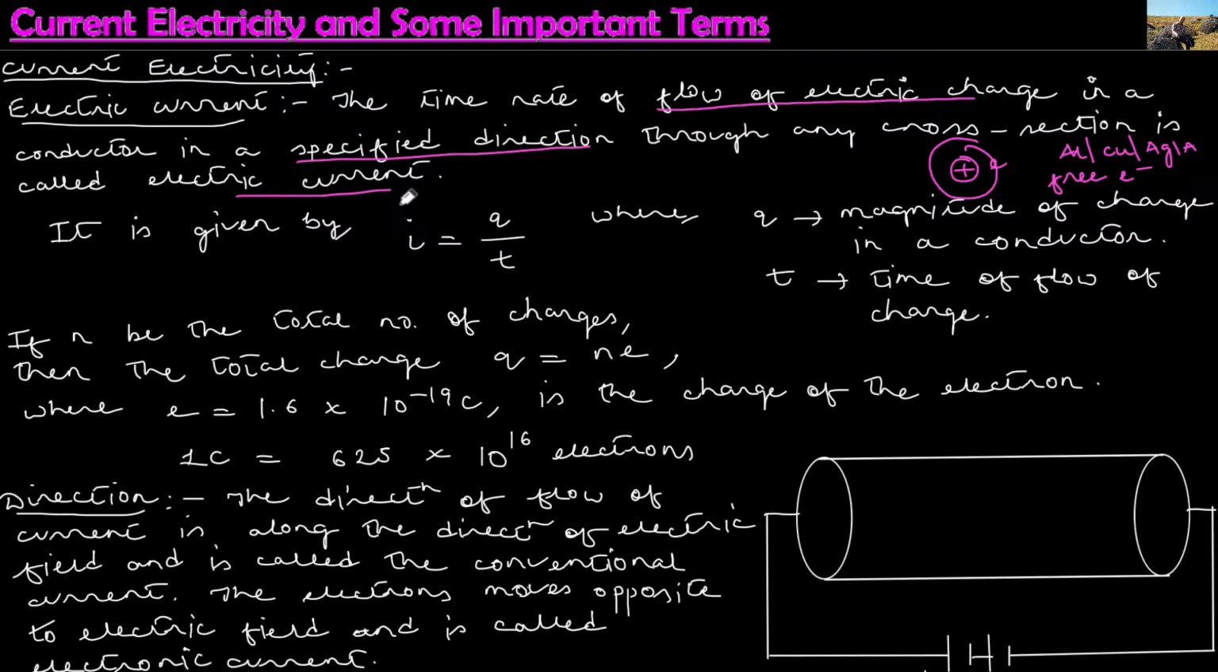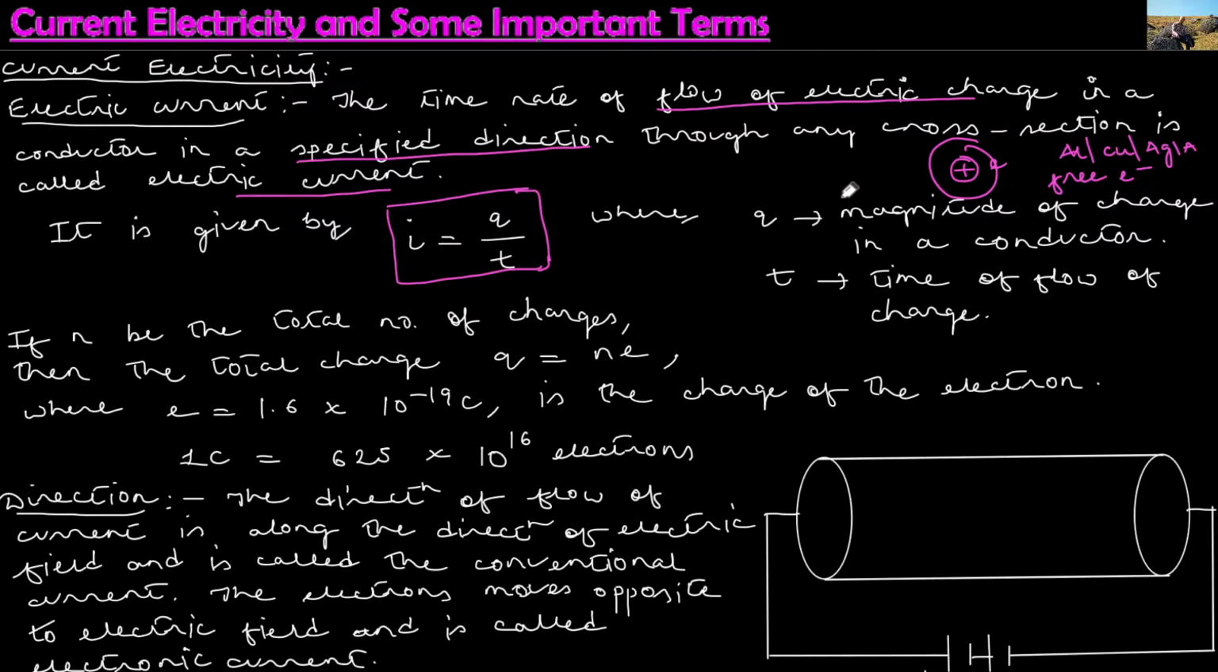So by definition, current is defined as the flow of charge per unit time, or the time rate of flow of charge in a given or specified direction through any cross section of the wire. So that is defined as your electric current.